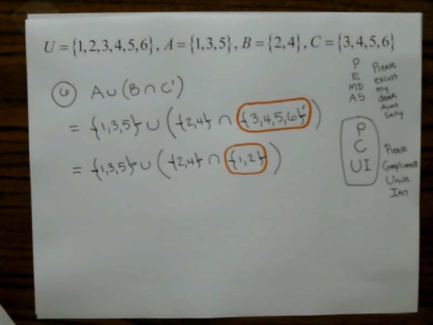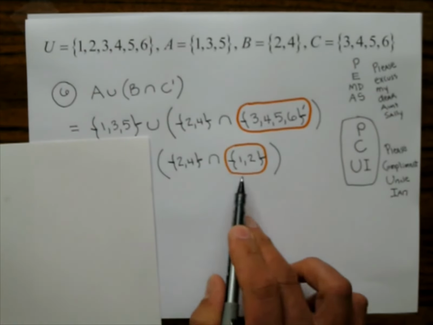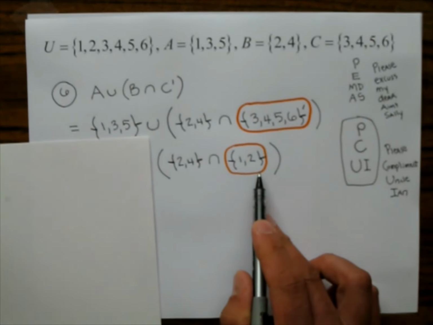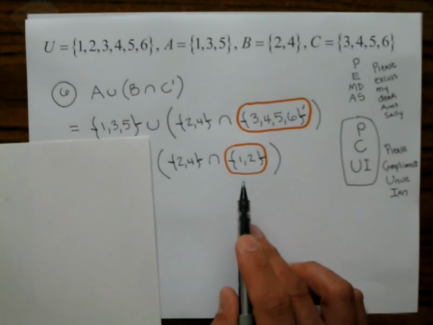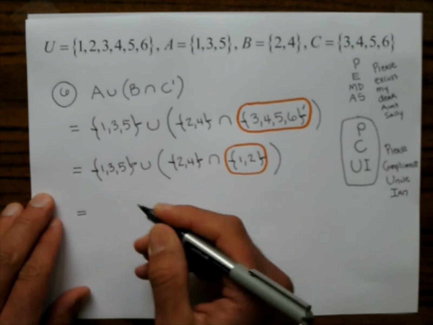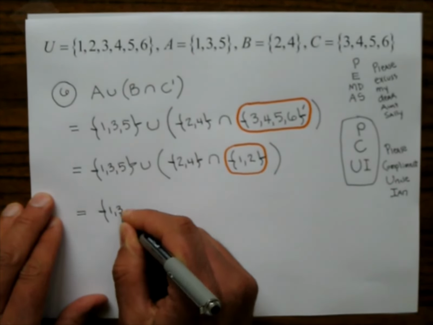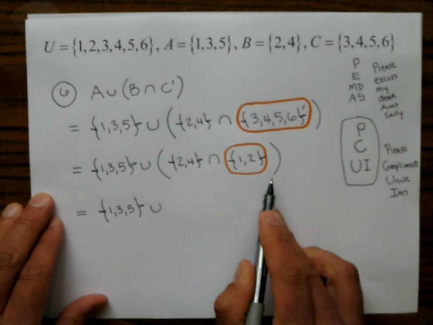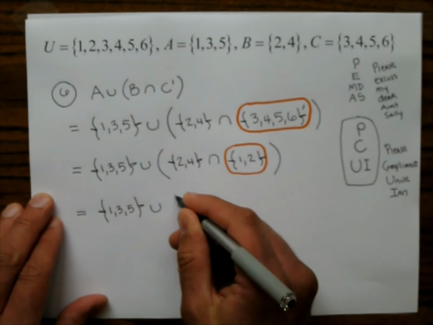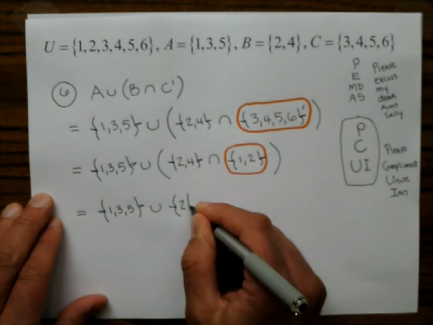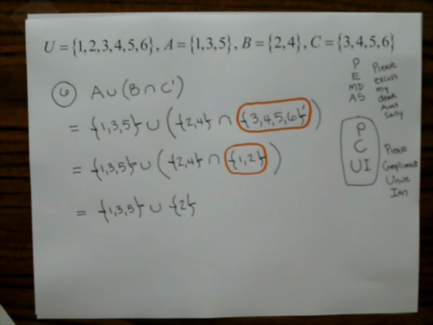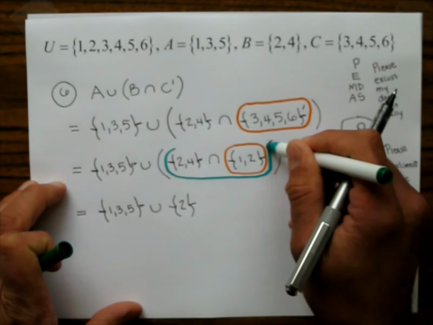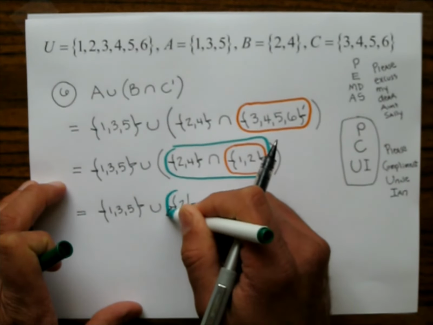Okay, now the next thing I'm going to do, I'm still working inside the parentheses. I can now take the intersection of those two sets. So what are the common elements of 2, 4 and 1, 2? Well, that would happen to just be 2. So this is 1, 3, 5 union. And we can make the parentheses go away because we don't have any other operations to do in there, so we can just write the set containing 2. Okay, so what just happened? We did this right here, and it became this.